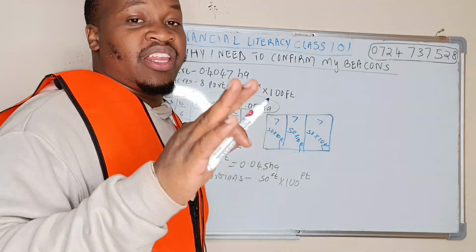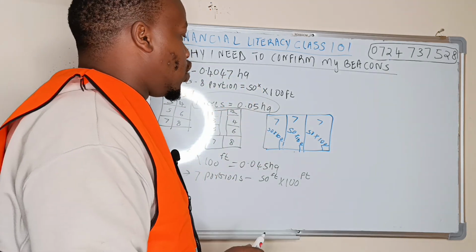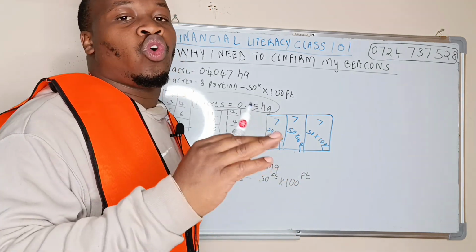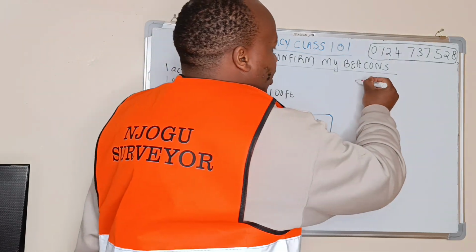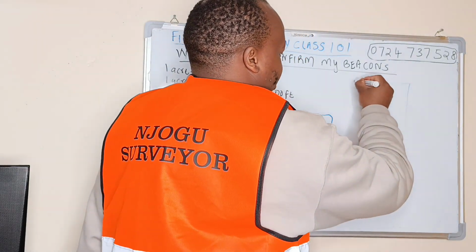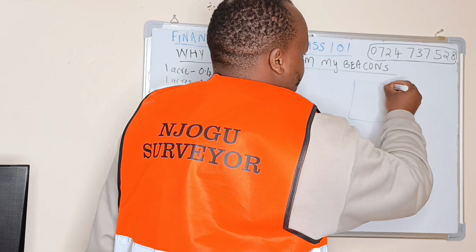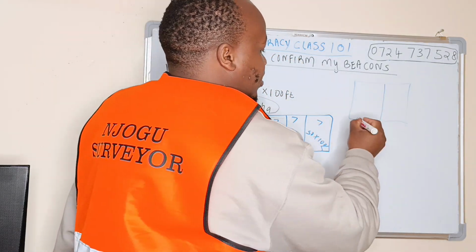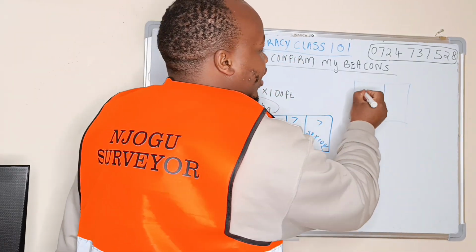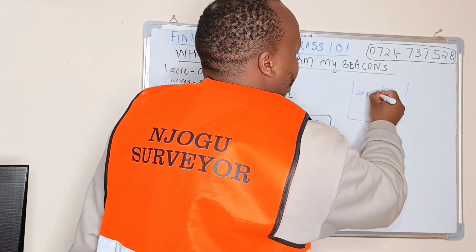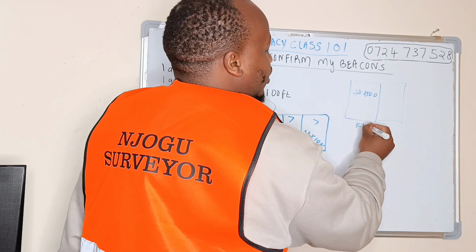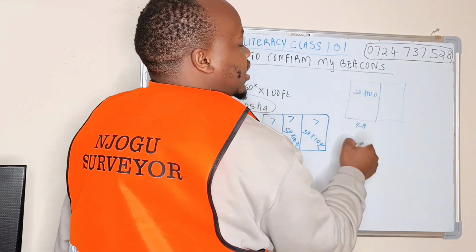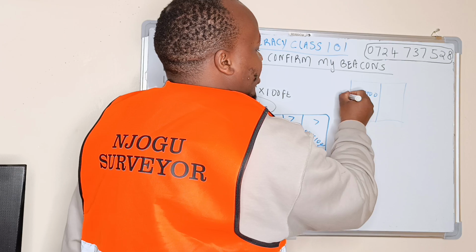It will be having the legal documents. That is why you are told, once you get your parcel, it's good to confirm the beacons, because you will meet initially these are the parcels of land. Initially yours should be 50 by 100, since the title deed reads 50 by 100. But the real dimensions on the ground, you meet this side is 48, and this side that is supposed to be 100 is like 98.